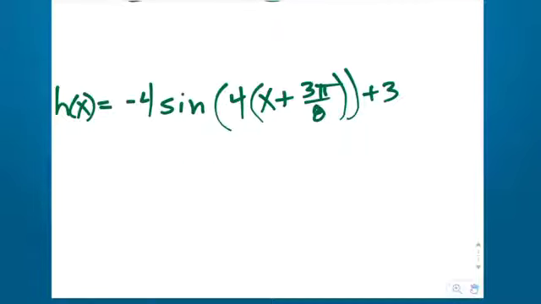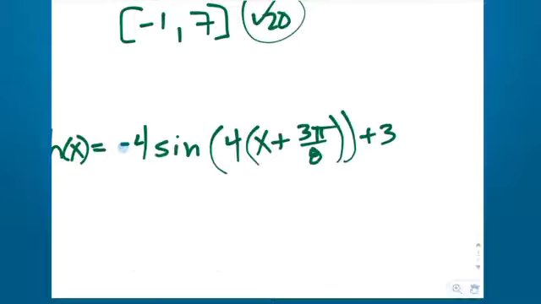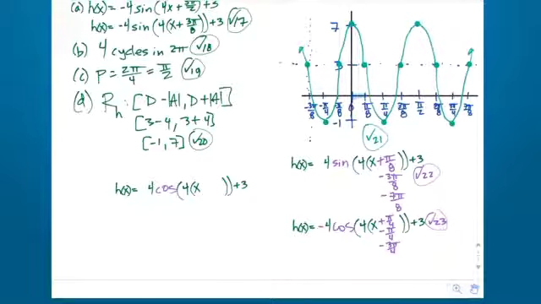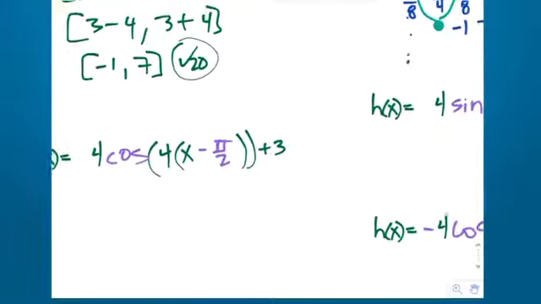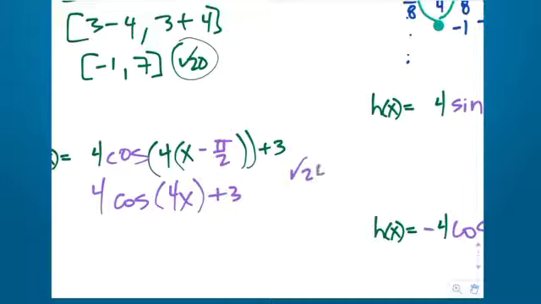And then finally, the last one here, we'll do a positive cosine. Positive cosine looks for a high point, which could be 0 or pi/2. So if I have the minus pi/2, that works, or just 4 cosine of 4x with no phase shift plus 3, and that's check number 24.